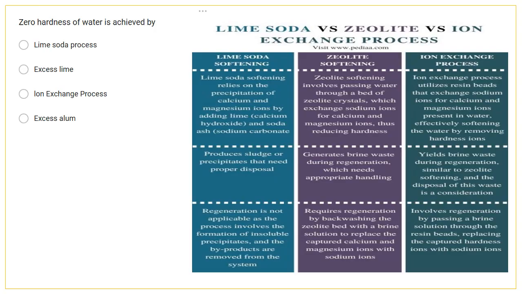The next is question number 23. Zero hardness of water is achieved by? These are the three methods for removing hardness. First one is lime soda softening, second is zeolite softening, and third is the ion exchange process. So zero hardness of water is achieved by the ion exchange process. So here option number 3 is correct, and this is the difference between the three methods of hardness removal.